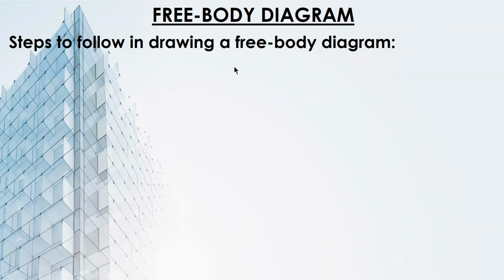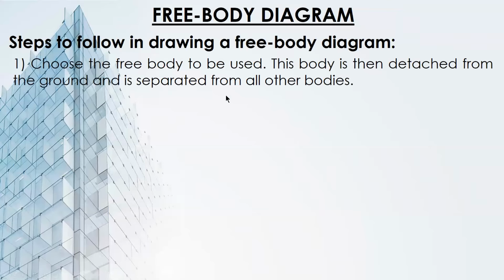So, steps to follow in drawing a free body diagram. Number 1, choose the free body to be used, because in some problems, there is more than one rigid body to be considered. So you have to choose which rigid body to be used. This body is then detached from the ground and is separated from all other bodies. Detached from the ground, for example, if there is a support, you remove the support. So you detach the rigid body from the support. Separated from all other bodies.